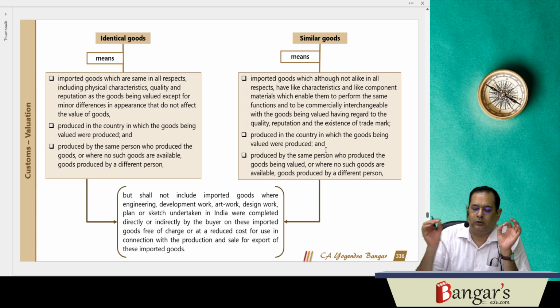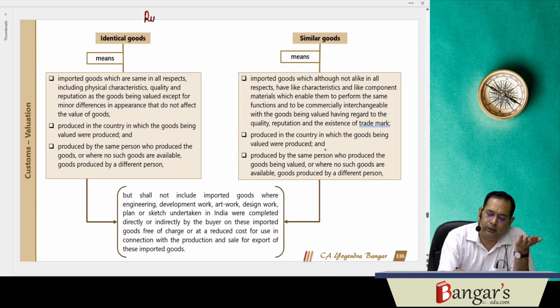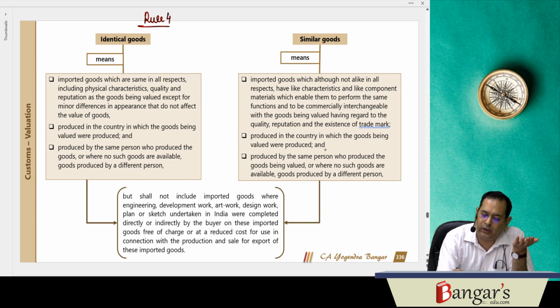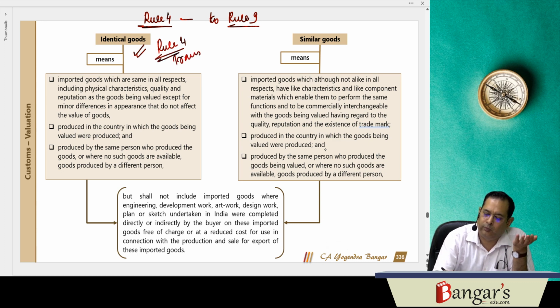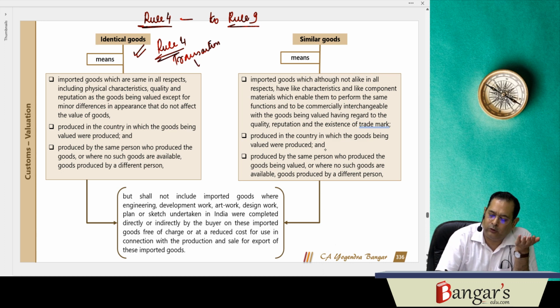Then we come to what? If you cannot determine the value as per rule 3, then the value will be determined proceeding sequentially from rules 4 to rule 9. Sequentially you have to proceed from rule 4 to rule 9. First of all, what is rule 4? Rule 4 is transaction value of identical goods.